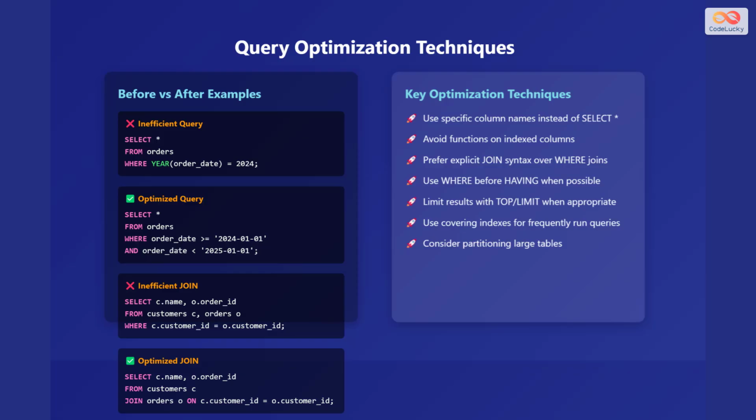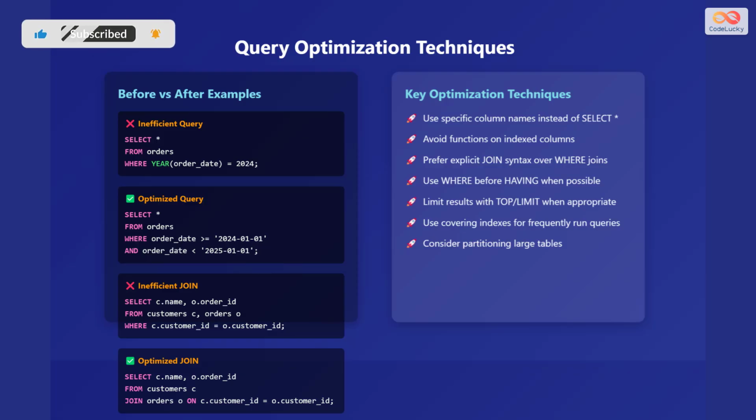Let's look at some query optimization techniques. Let's consider some before and after examples. Inefficient query. Select asterisk from orders where year of order date equals 2024. Optimized query. Select asterisk from orders where order date is greater than or equal to 2024-01-01 and order date is less than 2025-01-01. Inefficient join. Select C.name, O.order ID from customer C, orders O where C.customer ID equals O.customer ID.